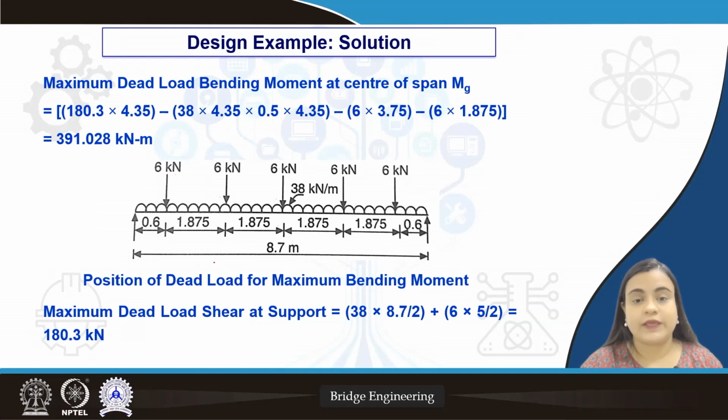Now this is the loading diagram. From the loading diagram, we can proceed with drawing the shear force diagram, and subsequently we can draw the bending moment diagram that is going to help us in identifying what is going to be the maximum dead load bending moment, and that is going to give us 391.028 kilonewton meter. Now maximum dead load shear at support can be obtained as 38 times 8.7 by 2 plus 6 times 5 by 2. We can also obtain it from the shear force diagram that turns out to be 180.3 kilonewton.